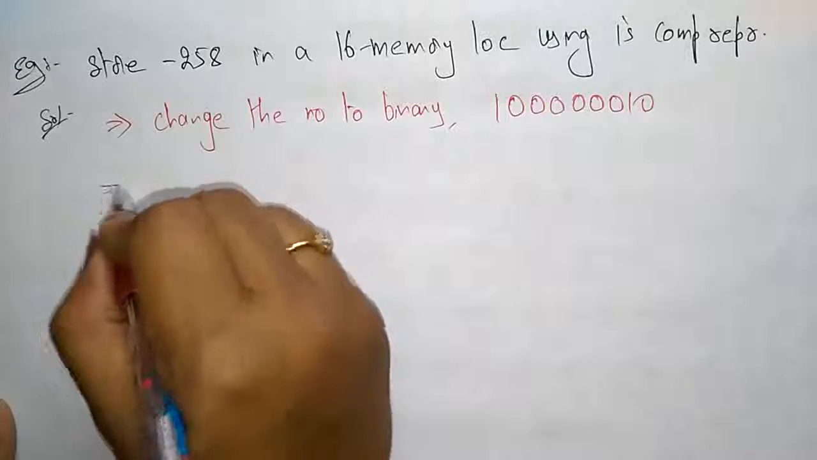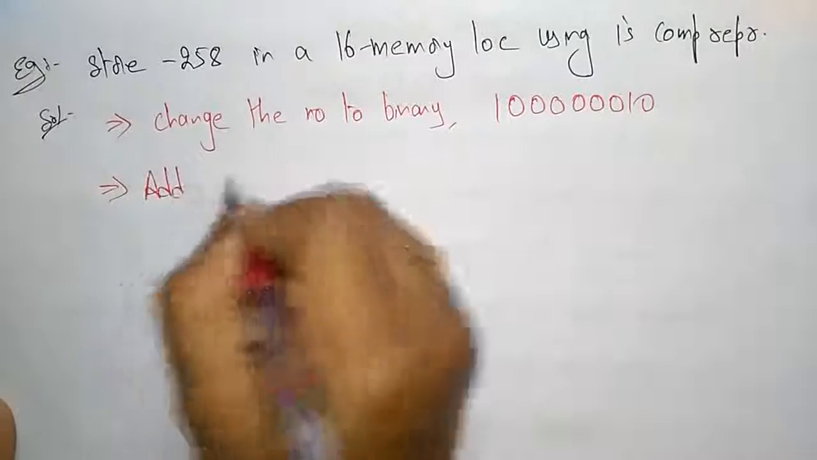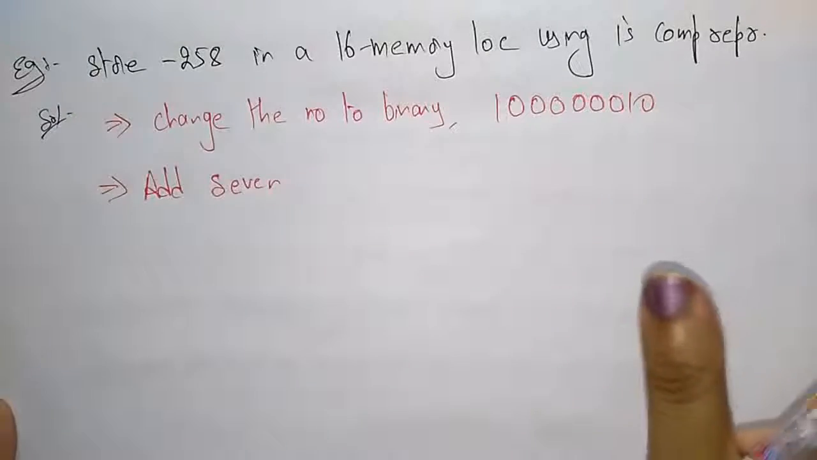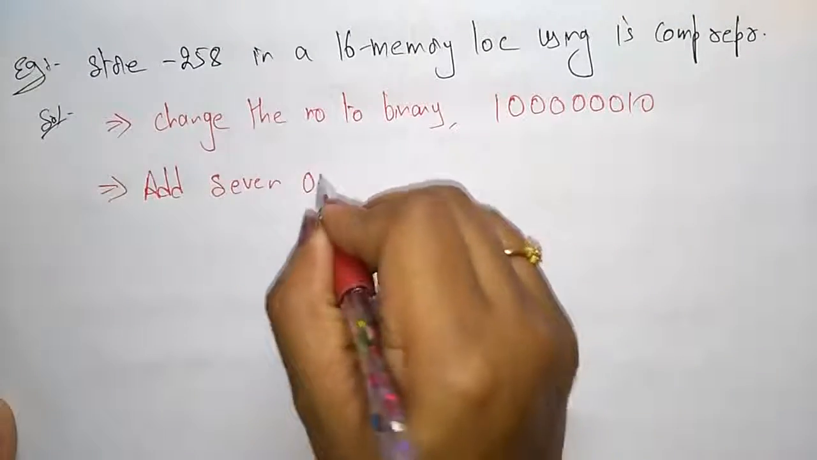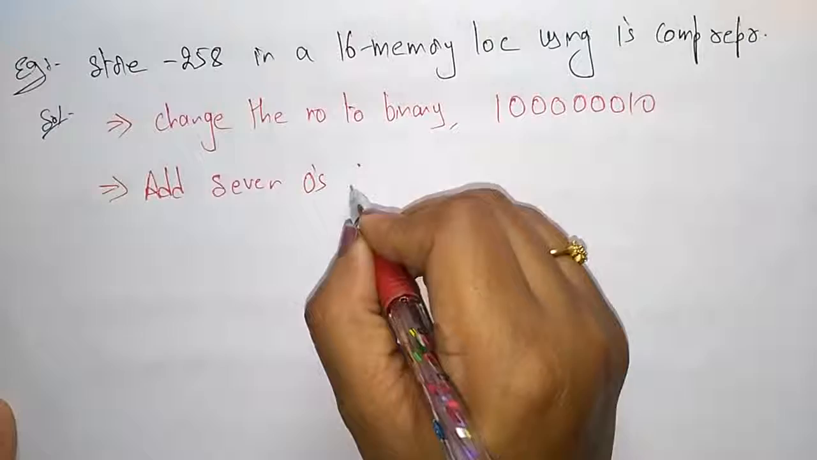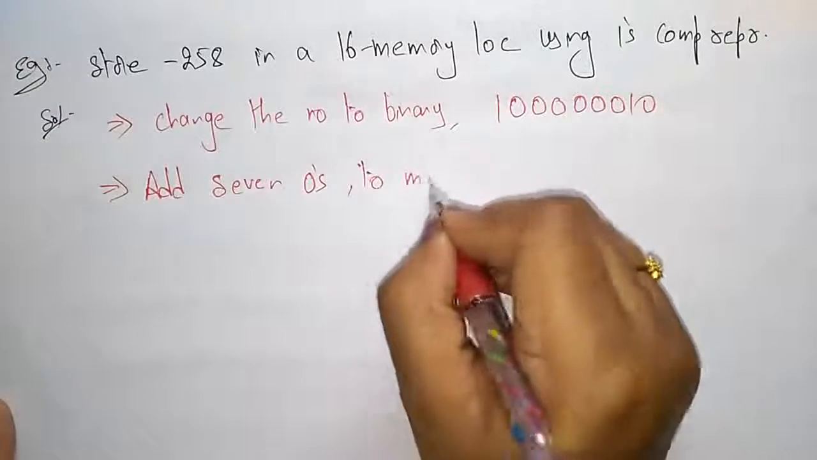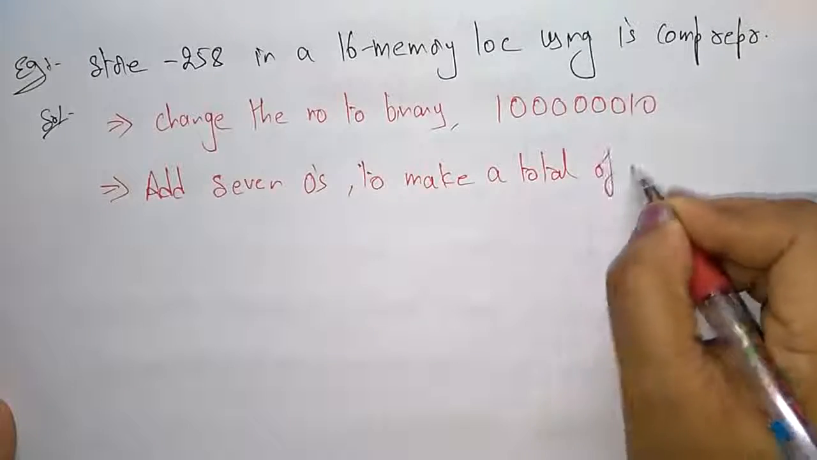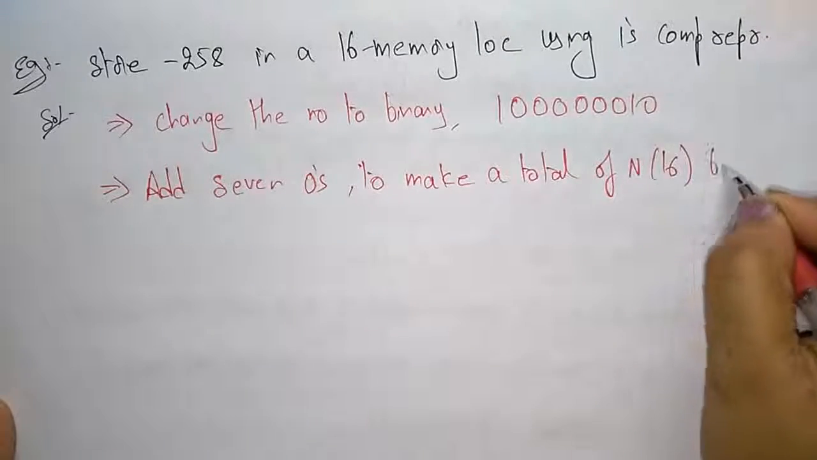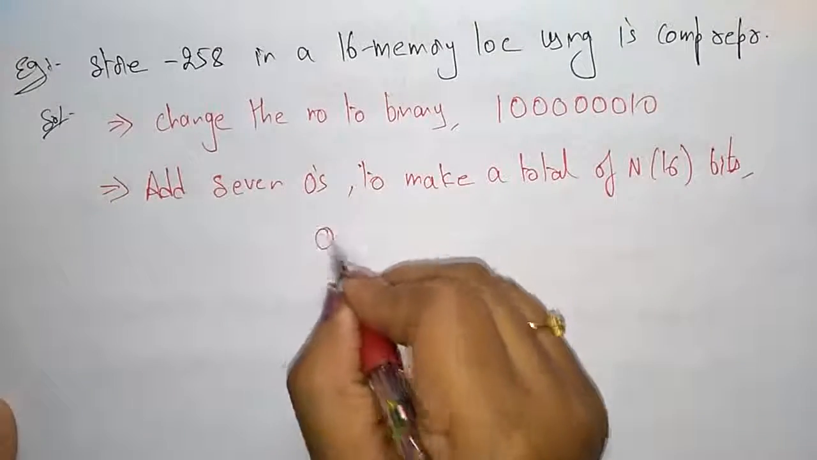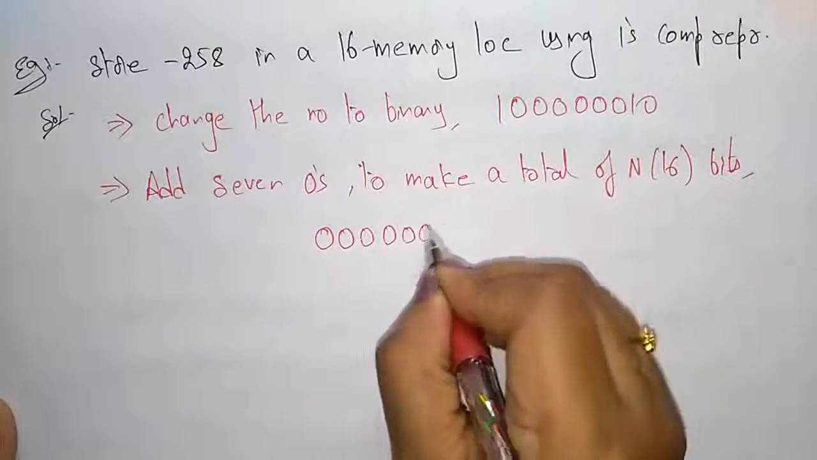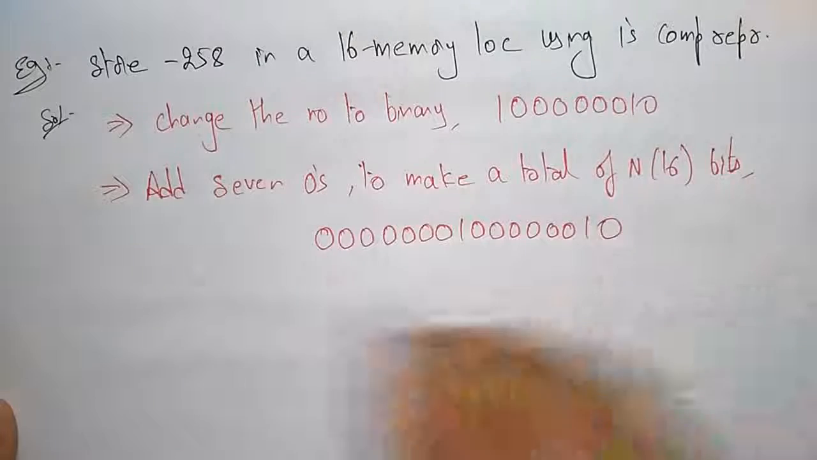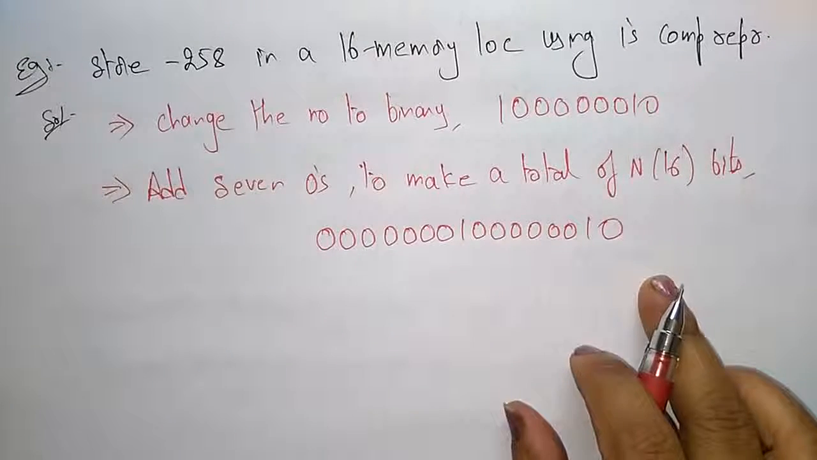Now add 7 zeros. Instead of 6 zeros, I am adding 7 zeros because I am representing it in 16 bits, to make a total of 16 bits. So add 7 zeros: 1, 2, 3, 4, 5, 6, 7. So this is completely 16 bits.